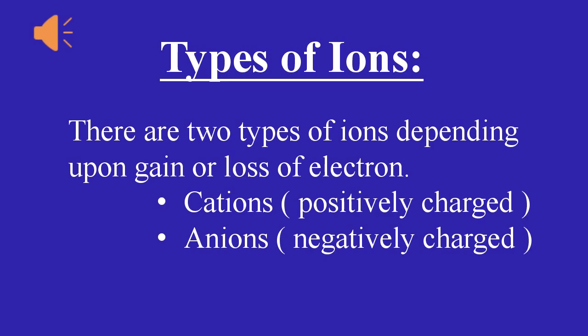Types of ions. Dear students, depending upon the gain or loss of electrons, ions can be classified into two main types. 1. Cations, which are positively charged. 2. Anions, which are negatively charged.